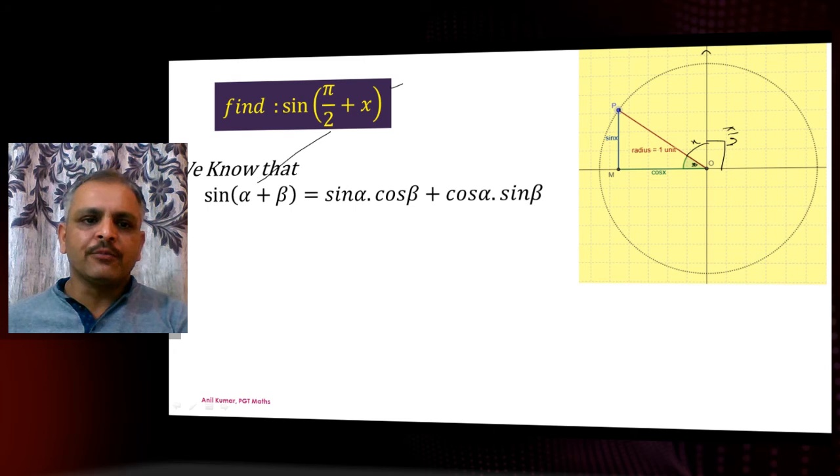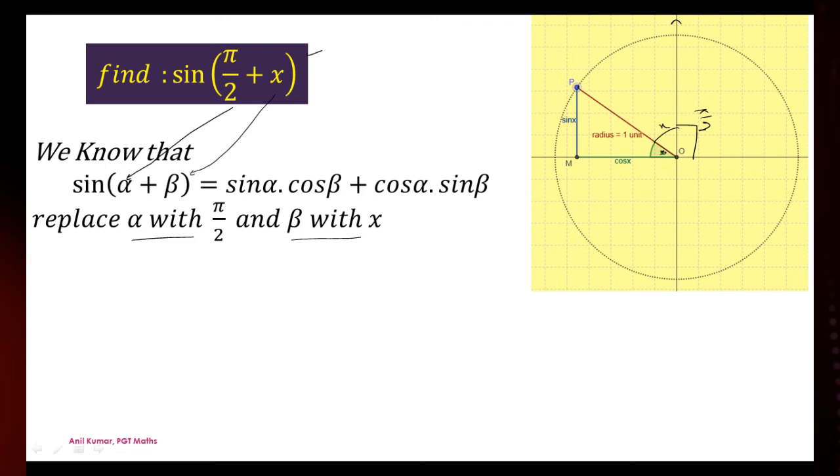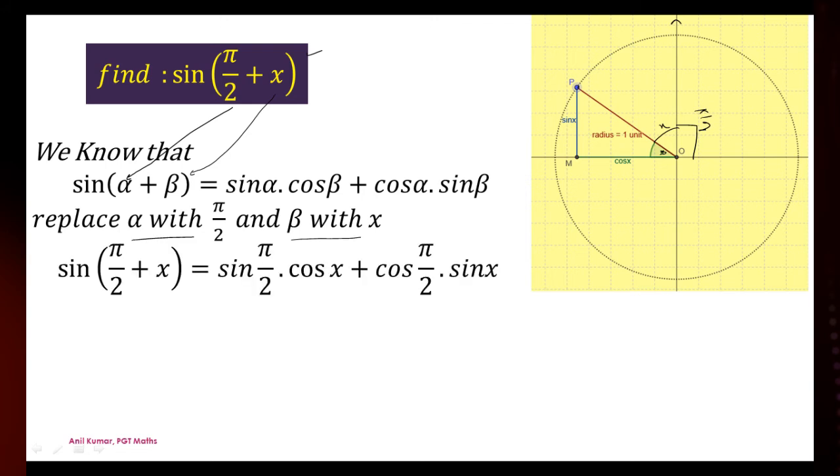Now as you know what I am going to do, I am going to replace alpha with pi by 2 and beta with x. So it will become sine alpha cos beta plus cos alpha sine beta, and replace this angle alpha with pi by 2 and beta with x. So it will take the form sine(pi/2 + x) is equal to sine a cos b plus cos a sine b, that is sine pi/2 cos x plus cos pi/2 sine x.